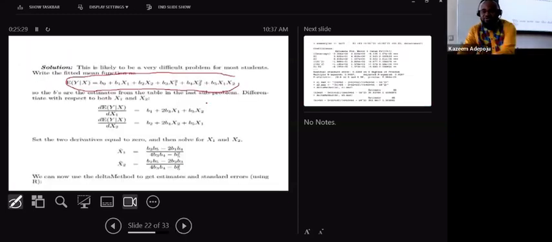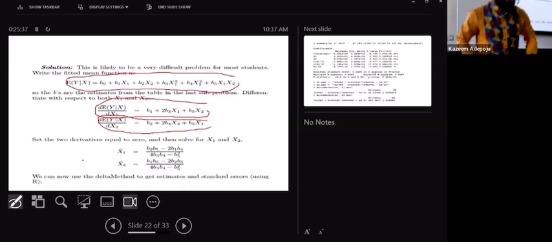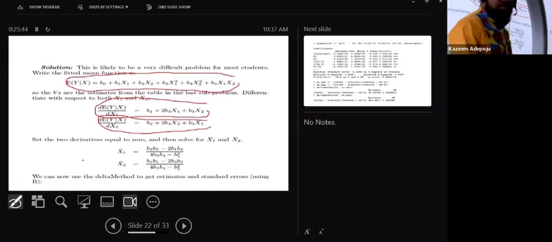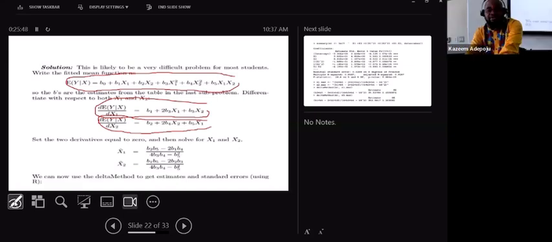Do you see that? With respect to x1 and with respect to x2. And after that, we're going to equate that to 0. Then we solve for x1 and x2. Now, what I'm trying to tell you is I've already done that. You don't need to worry yourself about it. This is it.